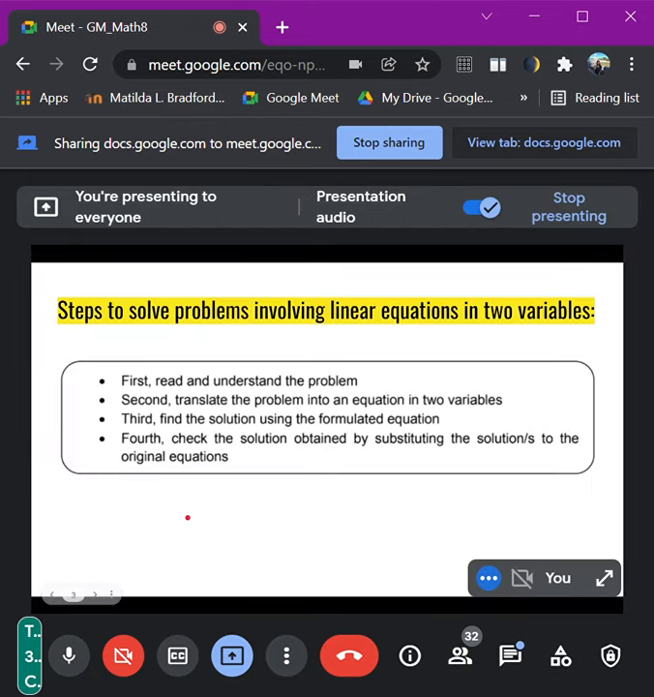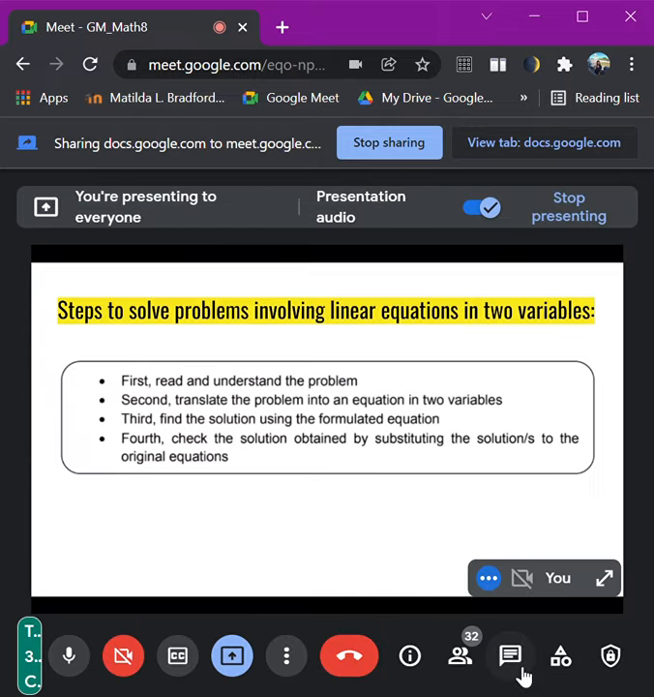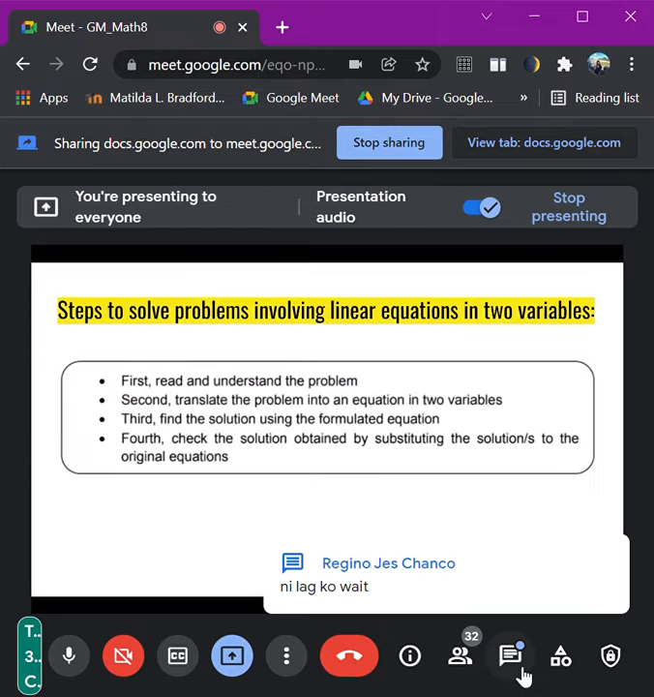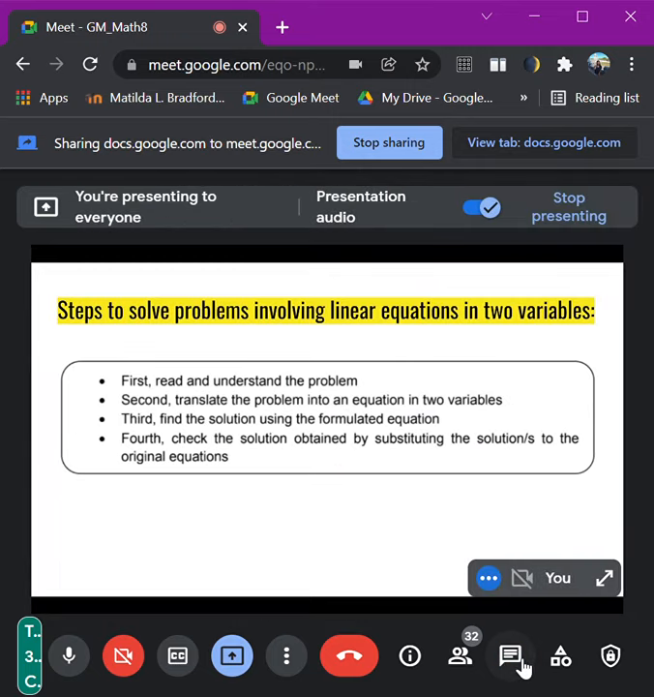Second step. Second, translate the problem into an equation in two variables. Okay, thank you so much.